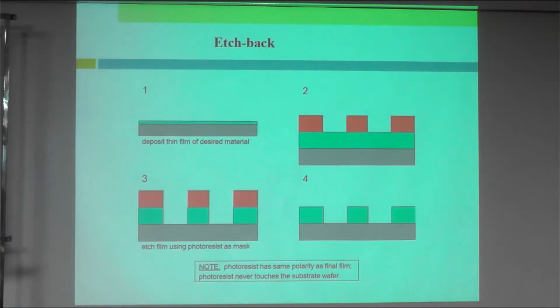So this is what is called etch back. You have a thin film deposit, then you have your photoresist, and with this photoresist you remove this part of the material, and what remains is what is intended for the process. This is what we call etch back.